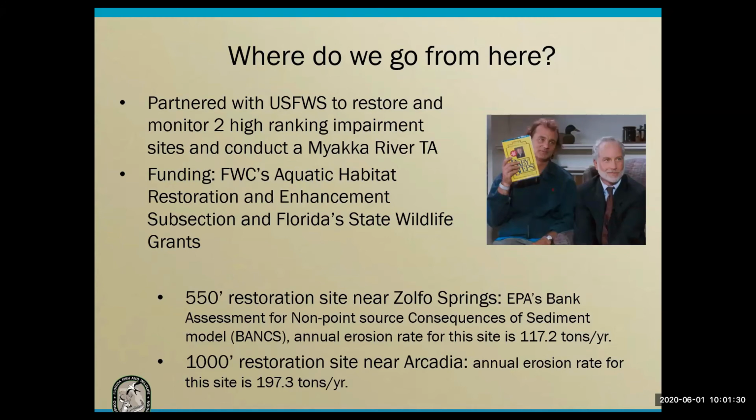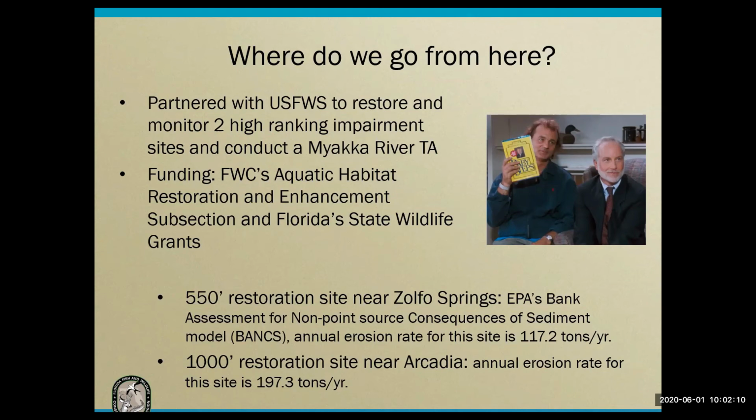So where do we go from here? We partnered with U.S. Fish and Wildlife Service to restore and monitor two high-ranking impairment sites. Also, as part of this grant, we are conducting a Myakka River threats assessment and fish assemblage monitoring. This was funded from FWC's Aquatic Habitat Restoration and Enhancement subsection and Florida State Wildlife Legacy, which also funded this initial project. And as I mentioned, we found a few landowners that were willing to work with us and excited about conservation and stabilizing their stream banks. They're losing a lot of their land to the river every year.